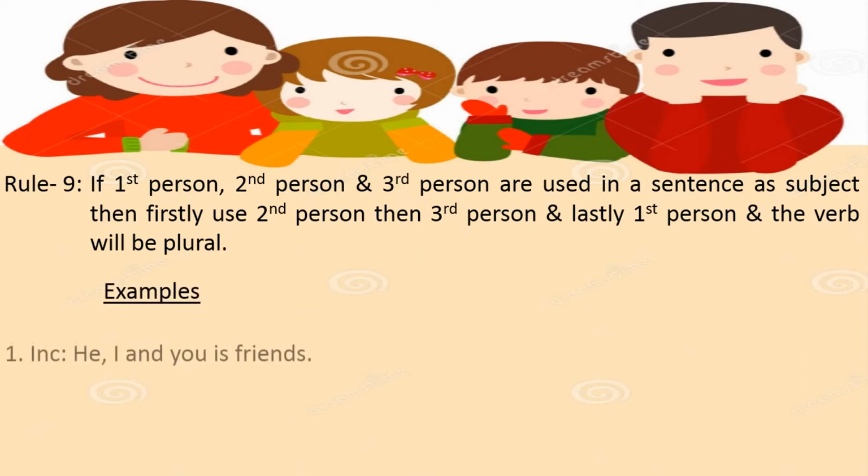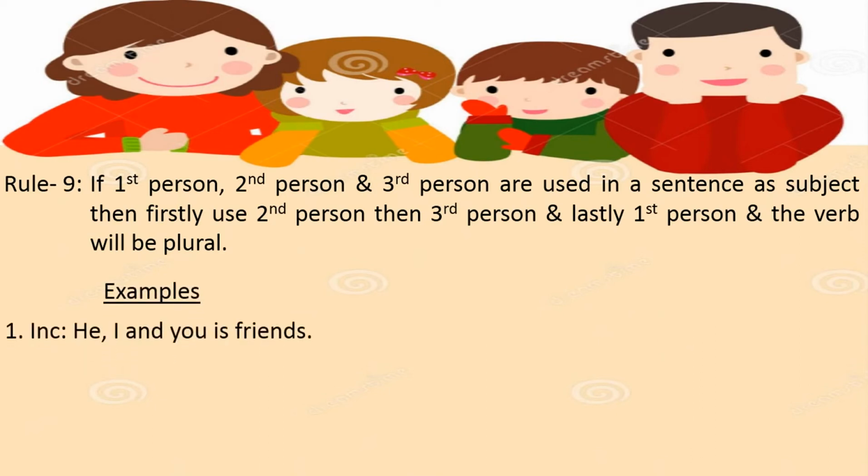Here are the examples. He, I and you is friends. So you have to rearrange the persons. Firstly write the second person, then the third person, then the first person, and the verb will be plural. So here the second person you, third person he, and first person I. You, he and I, the verb will be plural: are friends. You, he and I are friends.